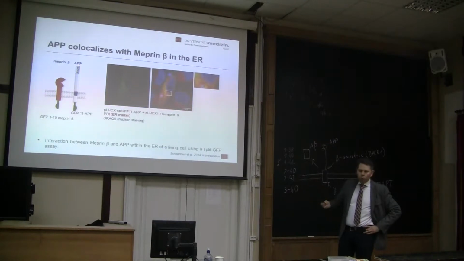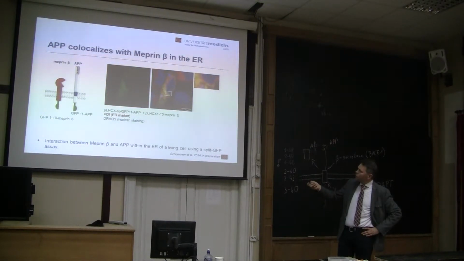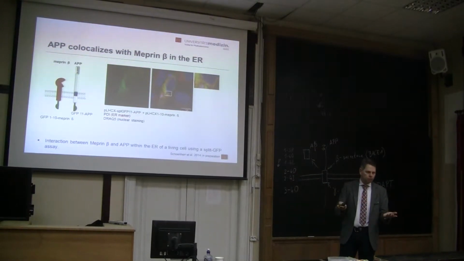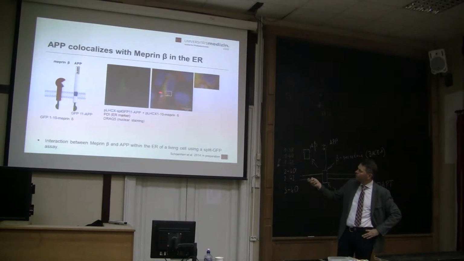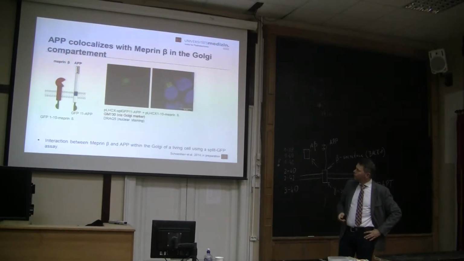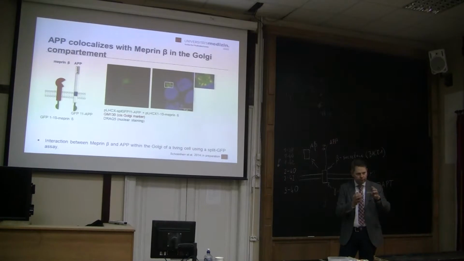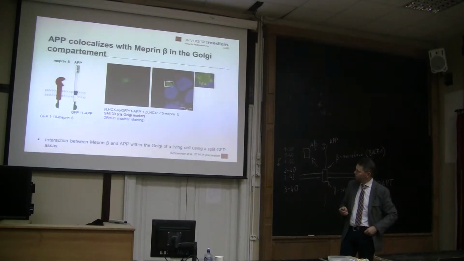On top of that, we wanted to know where they are interacting. So we fixed the cells and used markers, for example here for the endoplasmic reticulum, which is usually red. But you see here already, it's all yellow, meaning when you have red and green, it becomes yellow. Right? So you have co-localization of APP and maprin in the endoplasmic reticulum. Then we looked at the Golgi. We used a cis-Golgi marker here, and you have yellow dots in a better magnification. So maprin interacts with APP in the ER and in the Golgi.